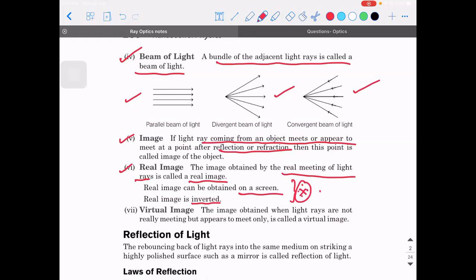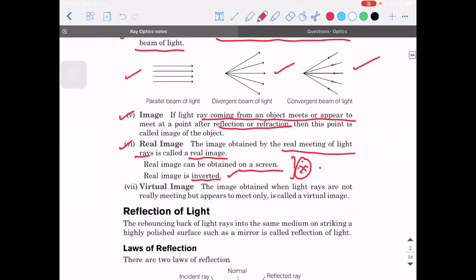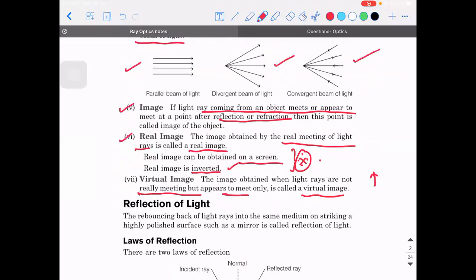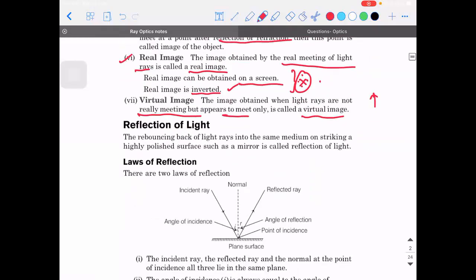Whenever you see, they will give you a question like this: there is an image formed due to reflection which is inverted. So is it a real image or a virtual image? Instead of saying it is real, they have used the word inverted, because real images are always inverted. Then what can you say about a virtual image? The image obtained when light rays are not really meeting but appear to meet is what we call a virtual image. Virtual images are erect in nature. So have this point in your mind.